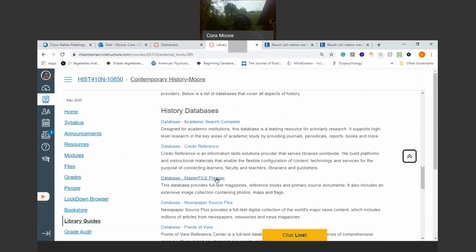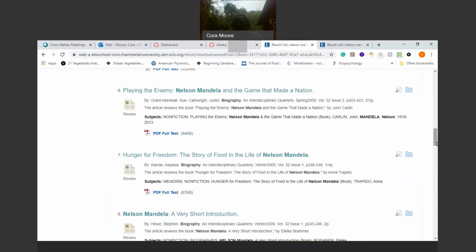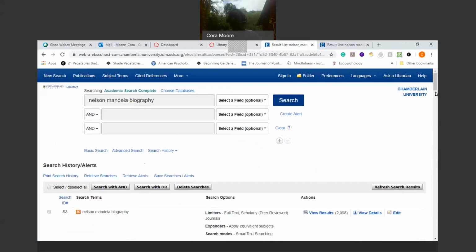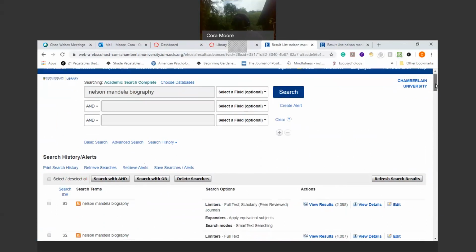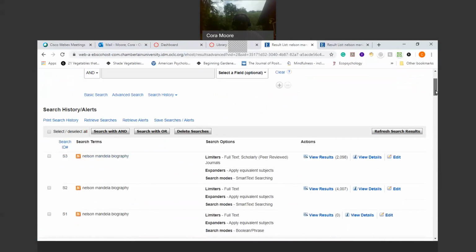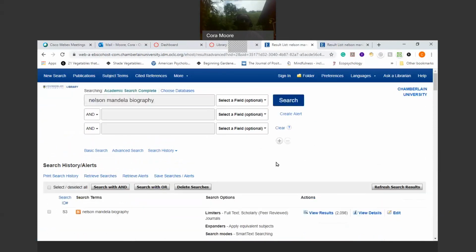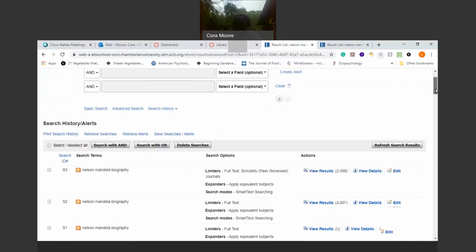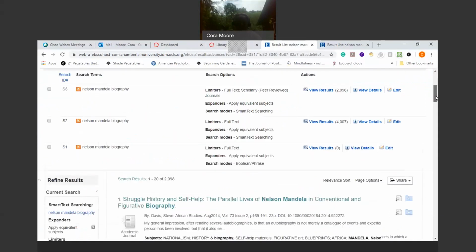And then I went and looked under the master file too, but I like the Academic Search Complete because it takes you to EBSCOhost, and EBSCOhost is a really good database for finding different subjects and different information. And so I just went in here, and as an example, I just typed in Nelson Mandela biography. So we'll say I'm doing my final presentation on Nelson Mandela, right?